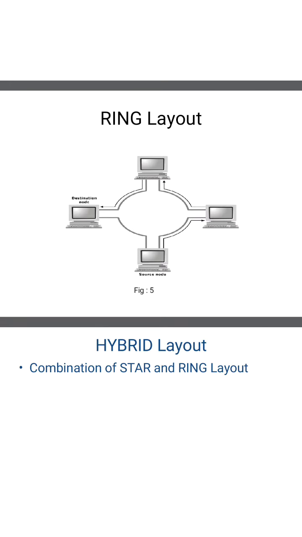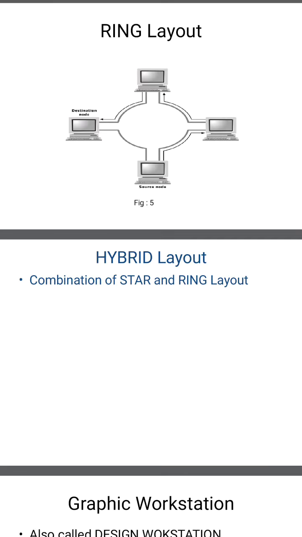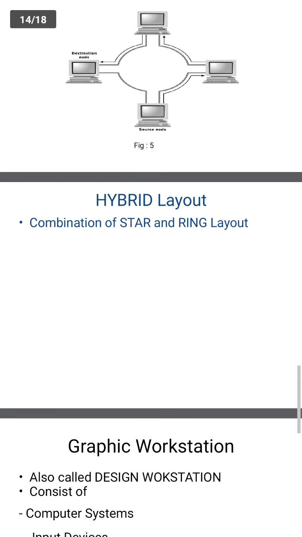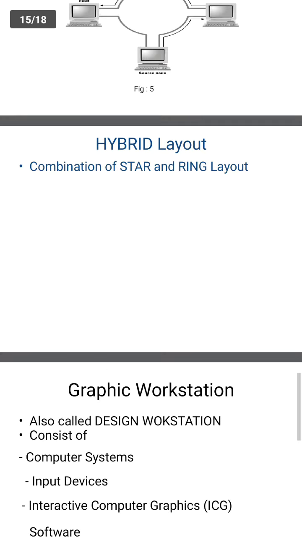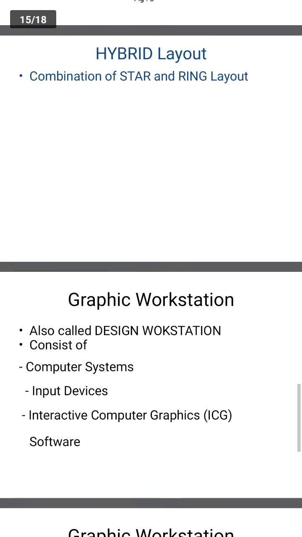Next, hybrid layout. This is also the same as the ring structure. It is a combination of star and ring. So it is the combination of both. It works in star form also and ring form also. So we can use any method in this. That is called the hybrid method.